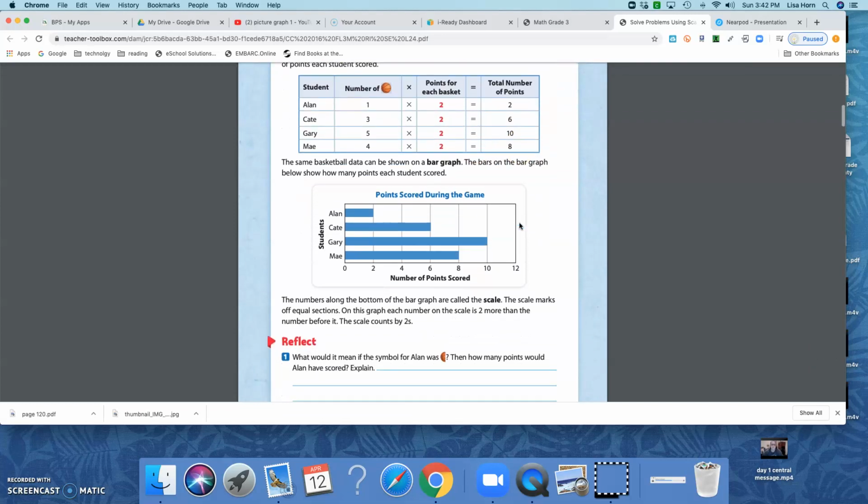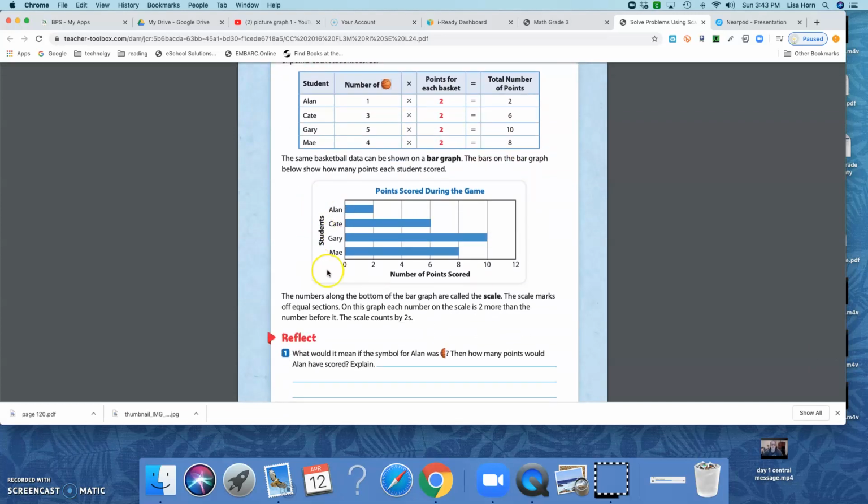We can also show the same data in a bar graph, but we're not going to talk too much about that today because we're going to do more of that tomorrow. So we're just going to skip this for right now, and we're going to go to the next slide and work on some problems by ourselves.